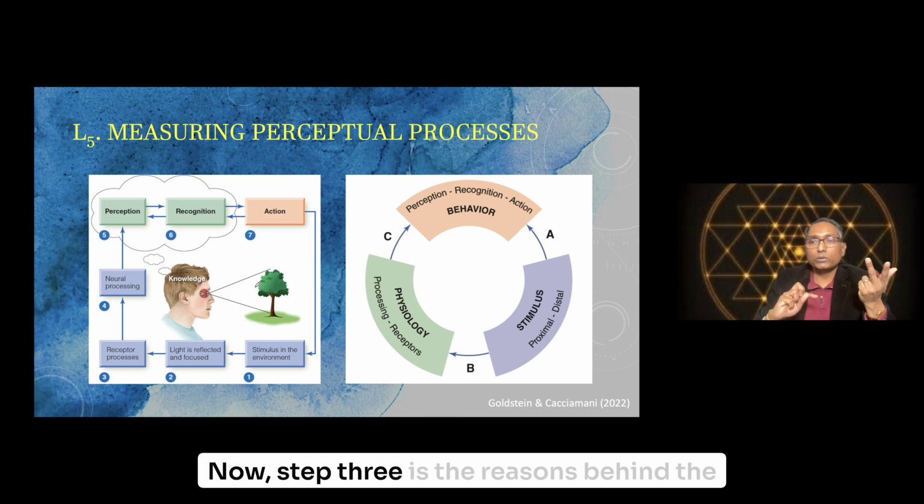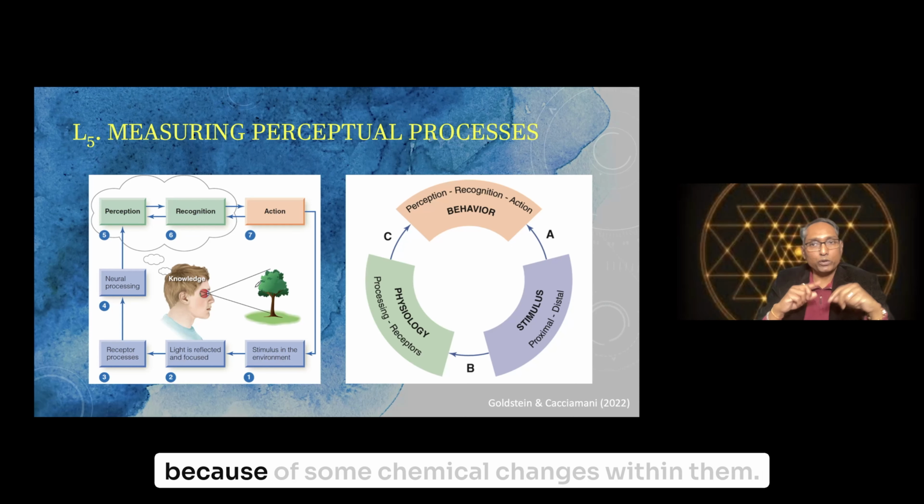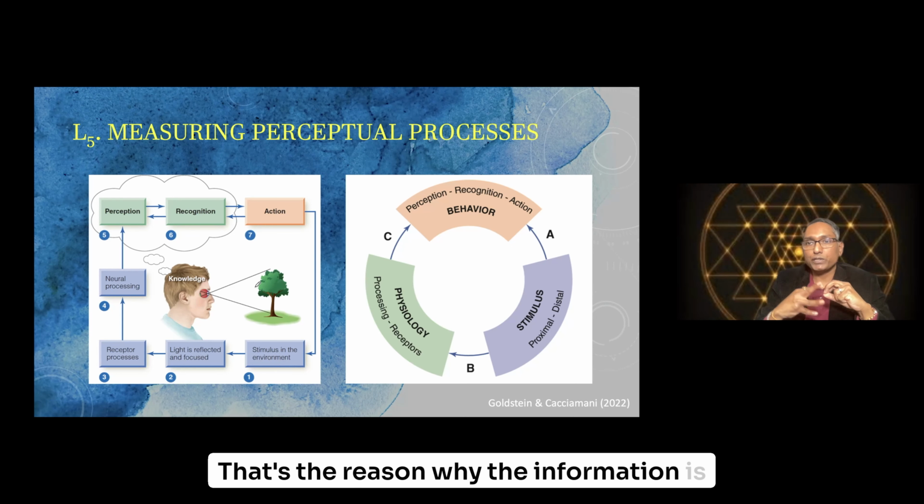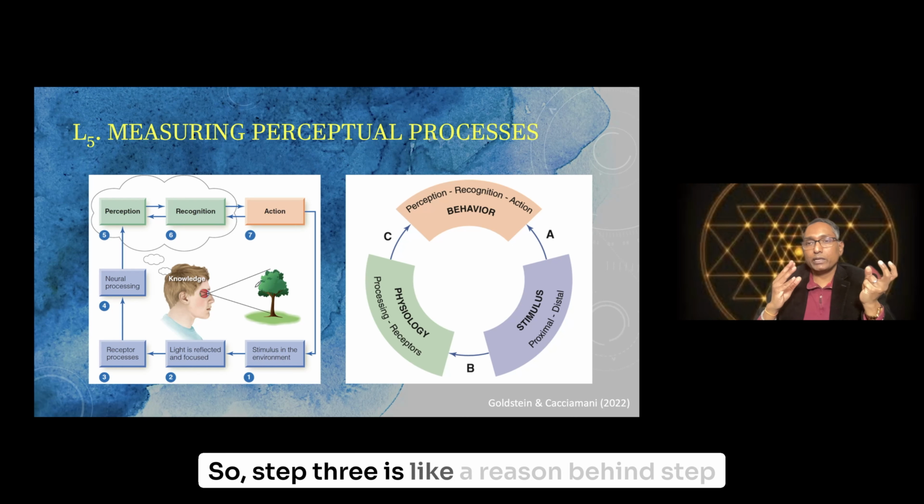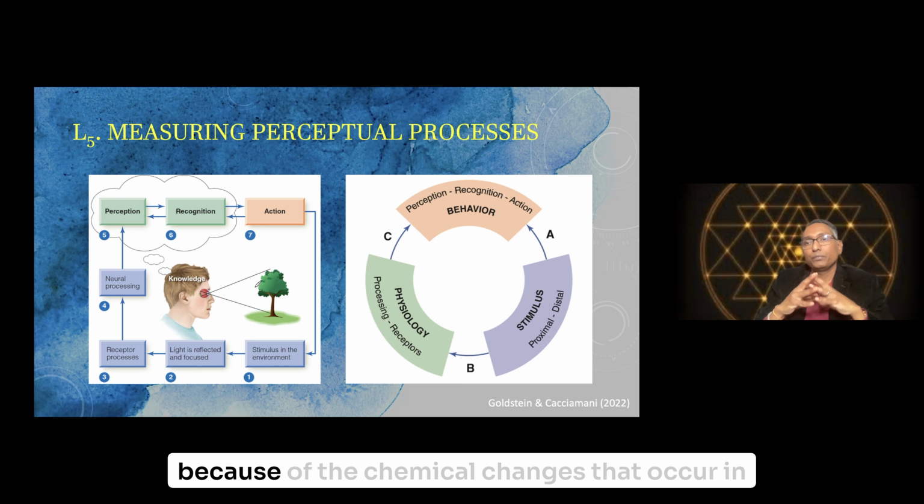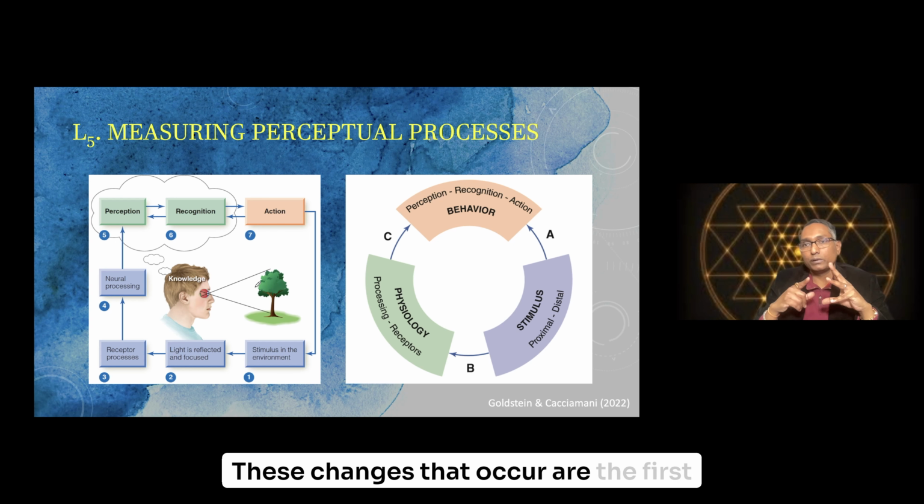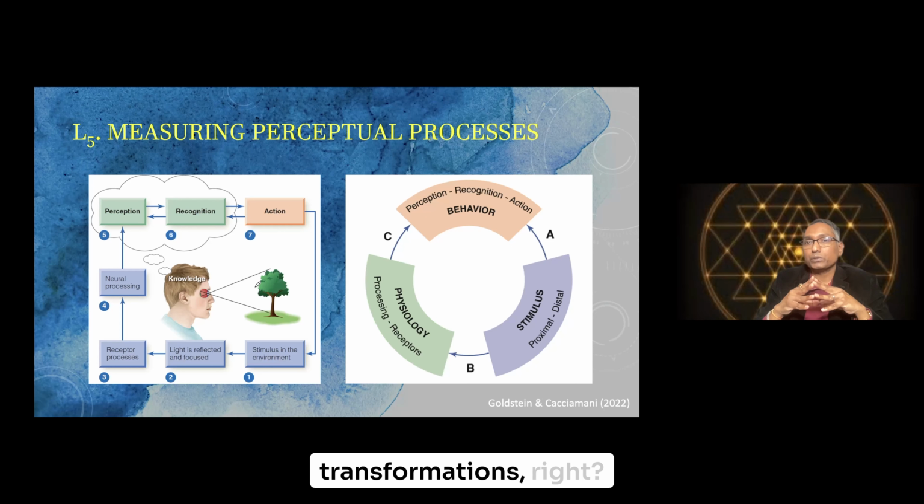We are grouping them into one category called stimulus. Now, step 3 is the reasons behind the representation. Remember, the receptors are the structures because of some chemical changes within them. That's the reason why the information is captured. So, step 3 is like a reason behind step 2, meaning that proximal stimulus is formed because of the chemical changes that occur in the receptor. That's why that's step 3. These changes that occur are the first transformations, right?